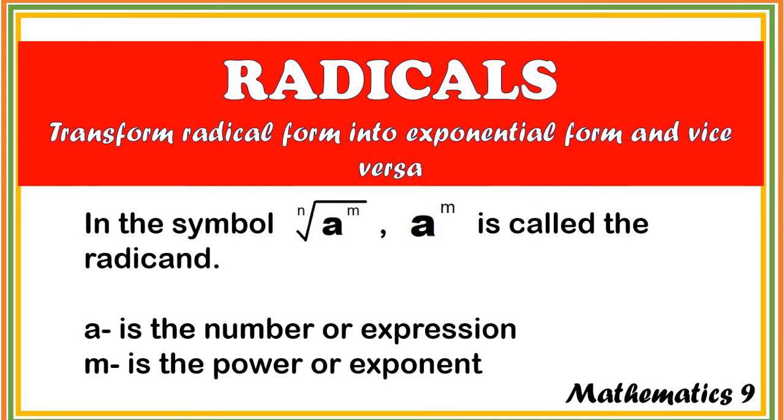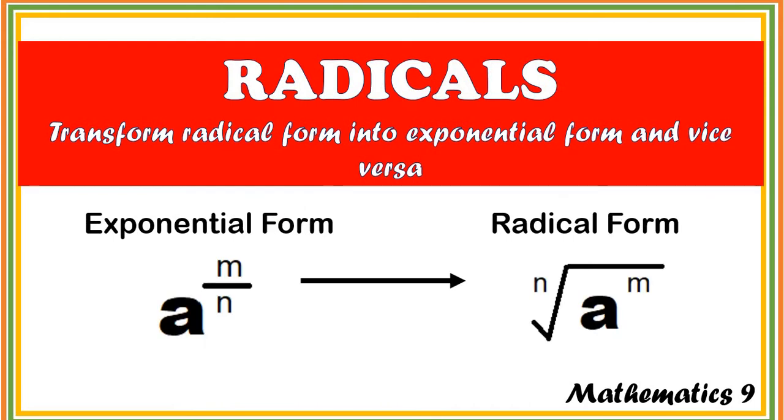In the symbol nth root of a raised to m, yung a raised to m naman is called the radicand, where a is the number or expression, o yung tinatawag nating base, and yung m is the power or exponent. Let us begin first with converting exponential form into radical form since we already discussed the exponential form.